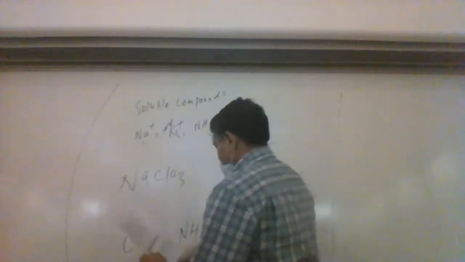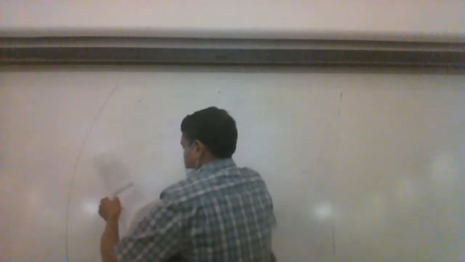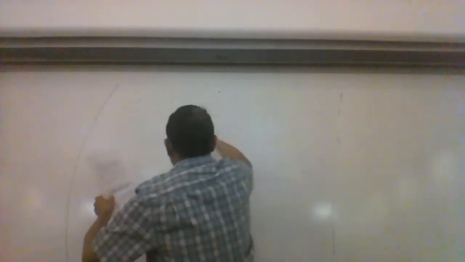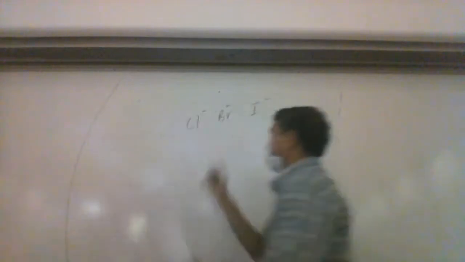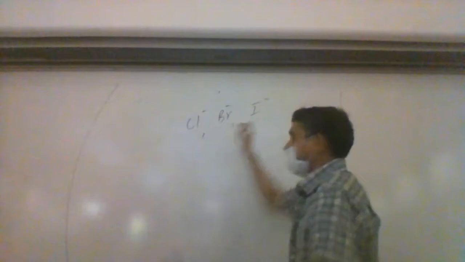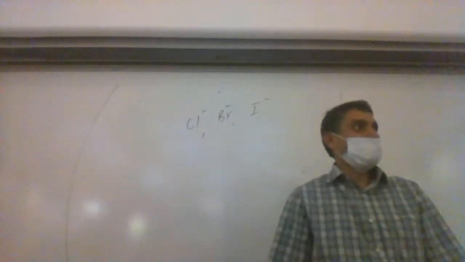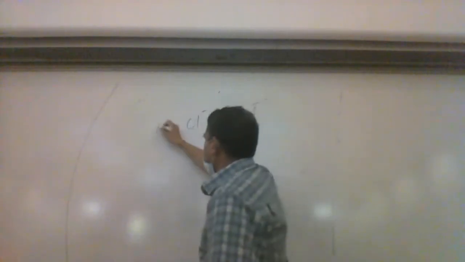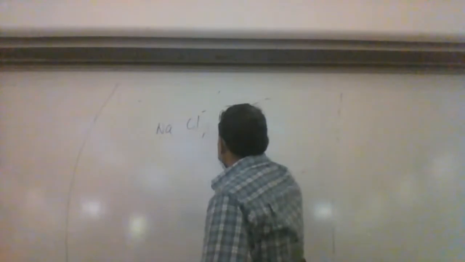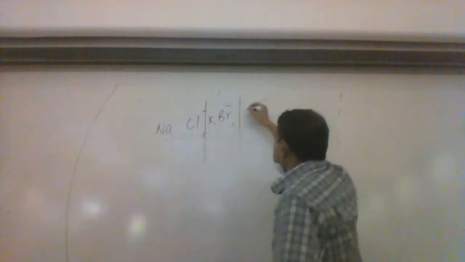If you see anywhere in the second box, let's say Cl, Br, and I, what it is saying is that anything combined with these immediately dissolves in water, right? So let's put some positive here. Let's say NaCl, and let's say this one is potassium. So this is one compound, and this is another compound, let's say KI.